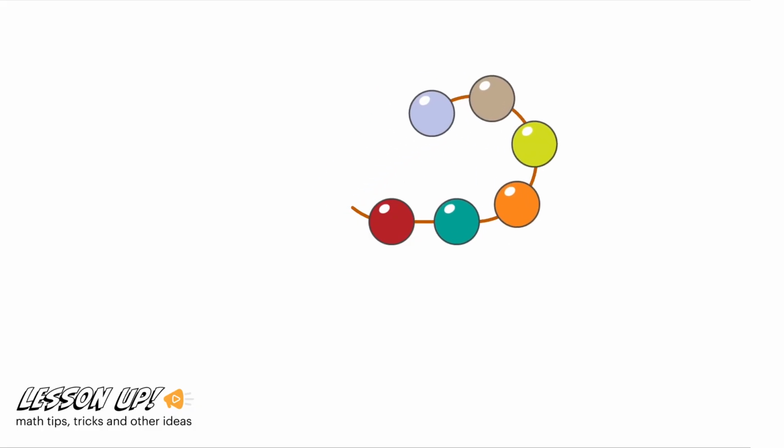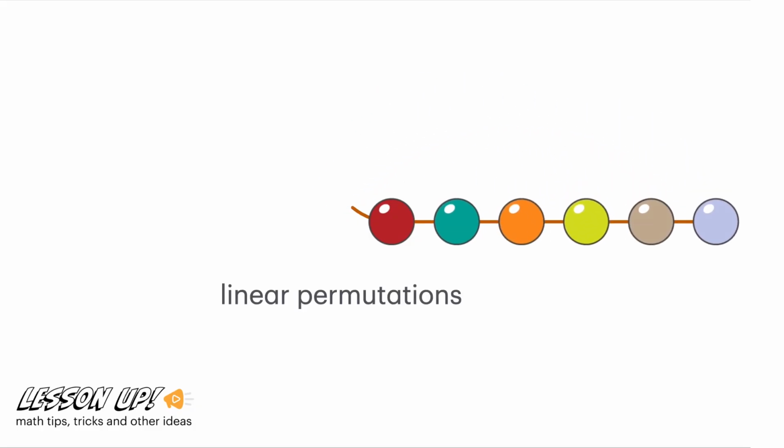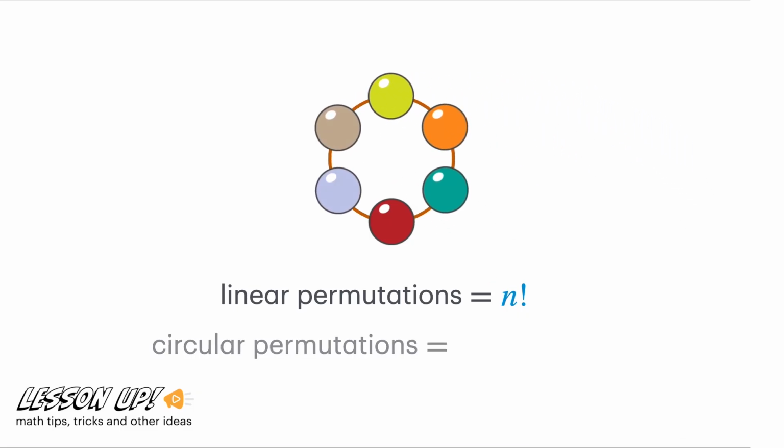Thus, for linear permutations, the number of arrangements of distinct items is n factorial. However, each circular arrangement appears n times in that count. Therefore, we divide by n. This is expressed as n minus 1 factorial.